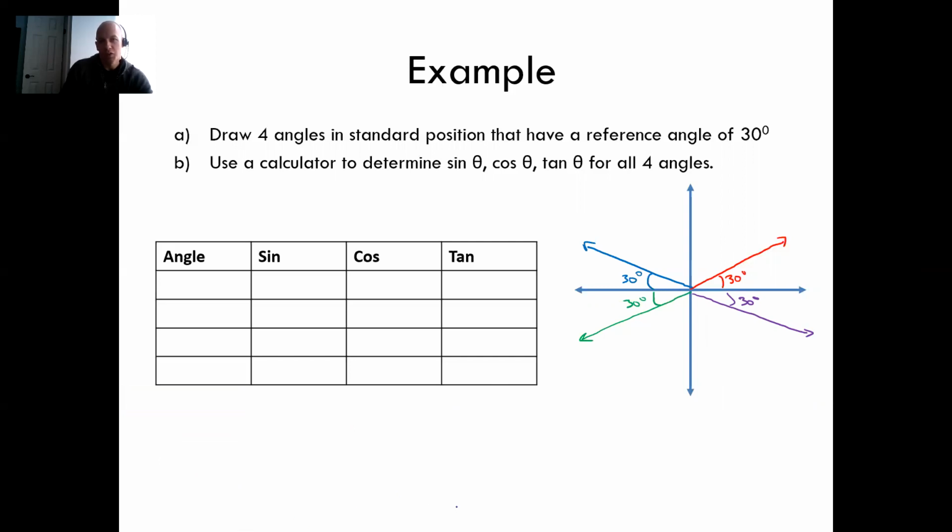So what we're going to do is use a calculator here, and we're going to figure out what the values of sine, cosine, and tangent are for 30 degrees. This full angle going around here is 150.